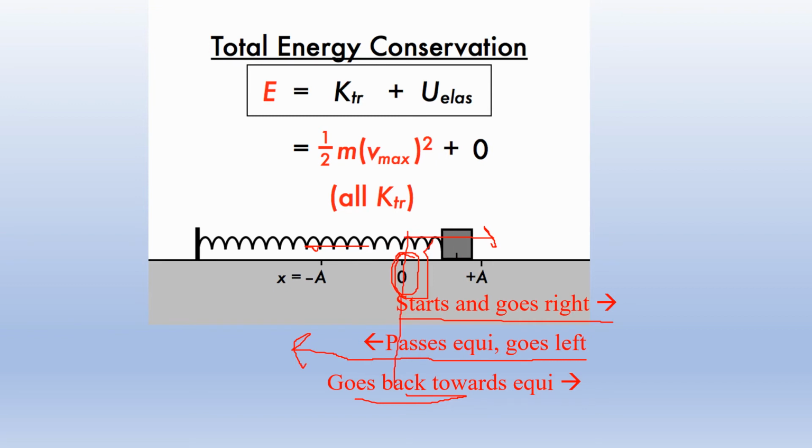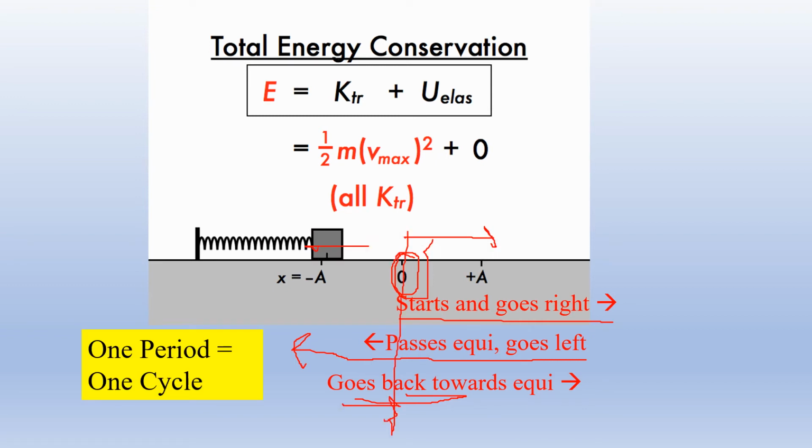Oops, I went too far. If I go back again to equilibrium, guess what I just did? I did one period, which is one cycle, which is the period of oscillation in seconds.